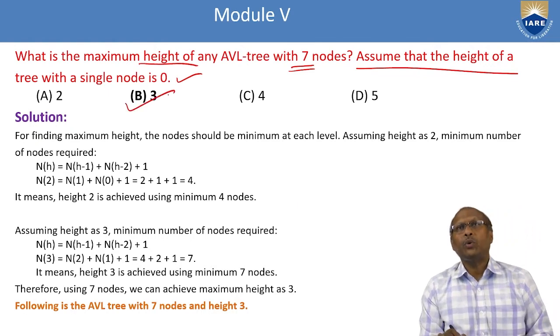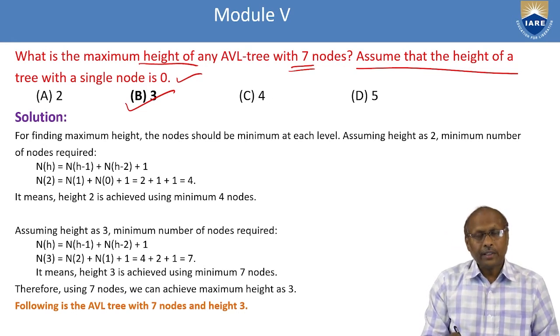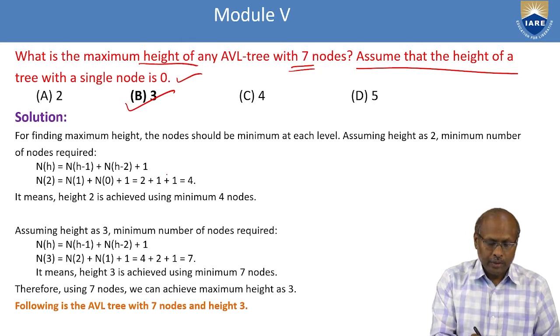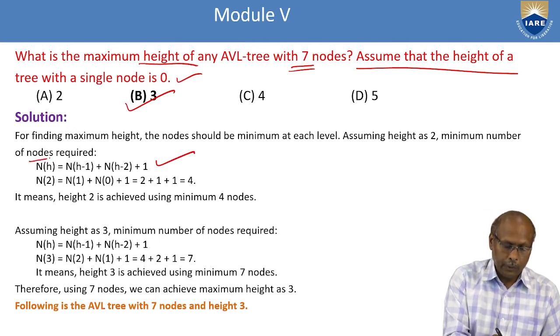Now you may ask, how has the 3 come? How will you calculate this? For that, already in the previous slide I have shown the formula: N of h equal to N of h minus 1 plus N of h minus 2 plus 1. This is the formula. This formula you should remember.